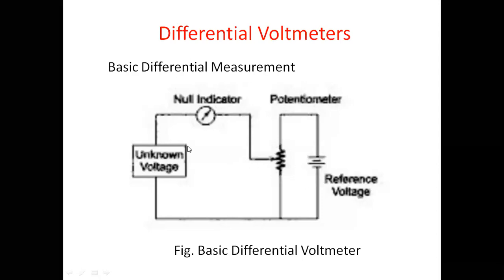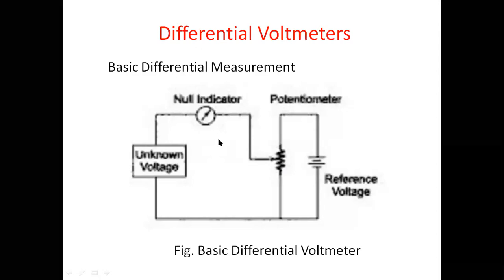Here we will compare. The reference voltage value we know, and from that we can adjust the value of the voltage with the potentiometer. So we connect the unknown voltage here, and then we vary the potentiometer until the null indicator shows the 0 value. When the null indicator shows 0, it means the current from the unknown voltage and the current from the potentiometer is 0. So both the voltages are equal.